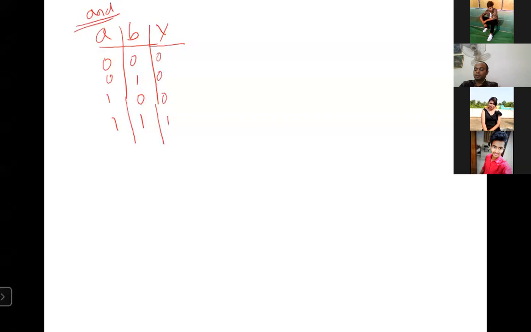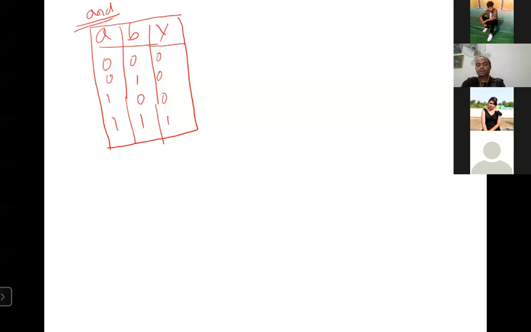So let us say I have A, B. I hope you know this truth table: 0 0, 0 1, 1 0, 1 1. I want to do an AND operation, so my result should be 0 0 0 1. I hope most of you know this. So this is the truth table of the AND gate.